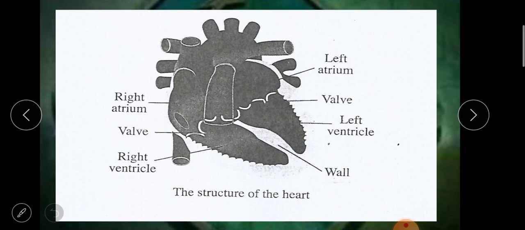And between each atrium and ventricle, we have a valve, like a door, that allows the blood to move from atrium to ventricle and prevents it from returning back. And between the left side and the right side, we have a wall that prevents mixing of blood. As you see here in this picture, we have the left atrium, the right atrium, the left ventricle, and the right ventricle.